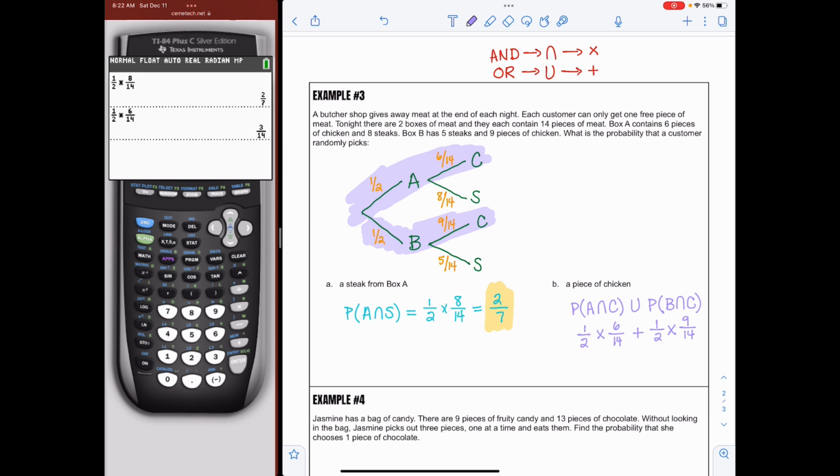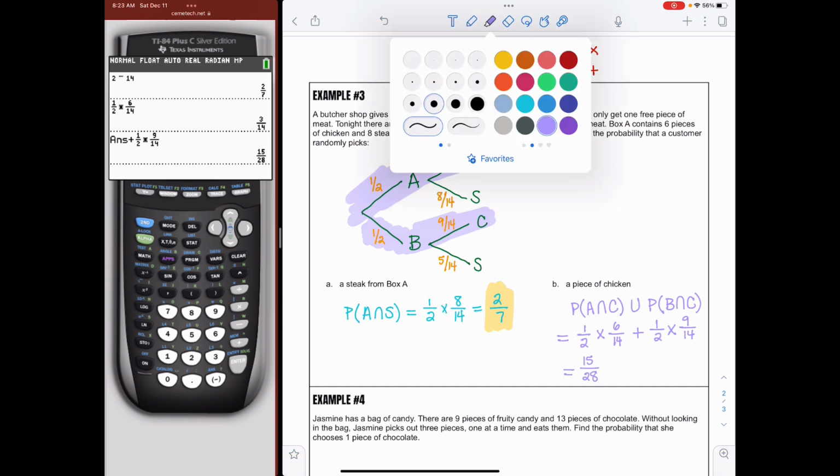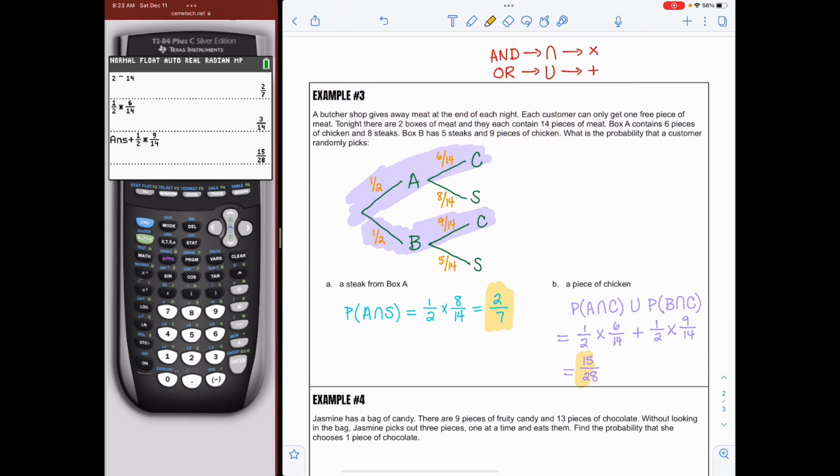the probability of box A and getting a piece of chicken is going to be 3/14, excuse me. And we're going to add it to 1/2 times 9/14. And you could have put it all in one line and you still would have gotten the same answer. So this is equal to 15/28. All right.